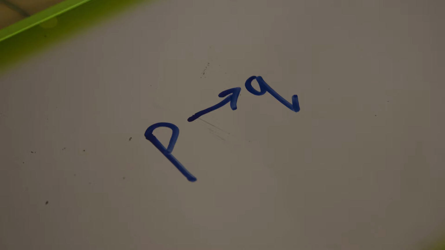Next is biconditional. It was denoted by this sign. For example, P biconditional Q. In the set of conditions, if it is the same condition, it was true. If it was not the same condition, it's considered as false.